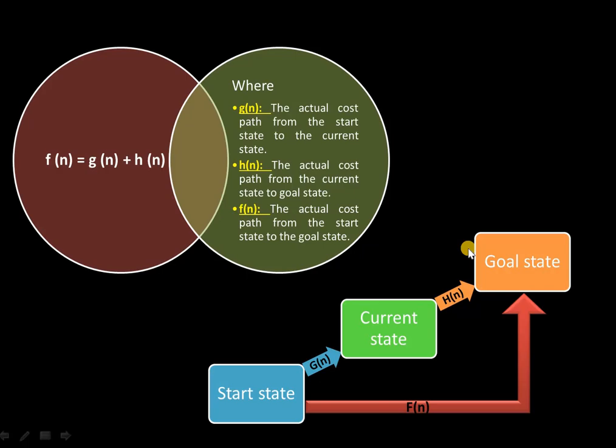So I'll give you the definition of g of n, h of n, and f of n. The distance between the start state and current state is represented by g of n. That means not the distance actually, it's the cost. So the actual cost of the path from the start state to the current state is mentioned by g of n. And h of n means the cost of the distance from the current state to the goal state, and the sum of these two, or the cost from start state to goal state, is mentioned by f of n. So this is somewhat theoretical and we'll see how practically it is implemented.